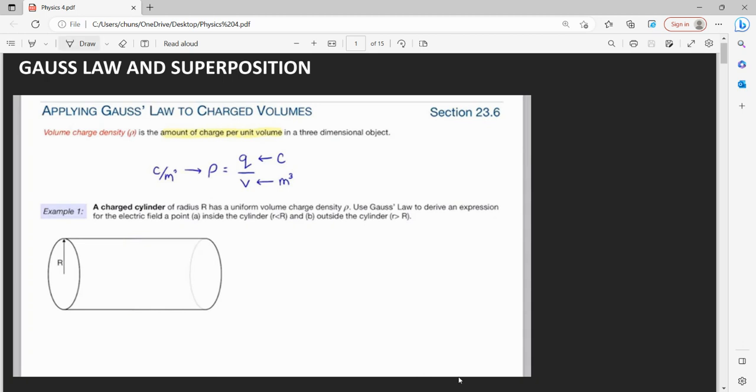So for this first question here, I'd like to introduce this new value, which we call volume charge density, which is represented by rho. So this is the amount of charge per meters cubed now, because we are dealing with volume.